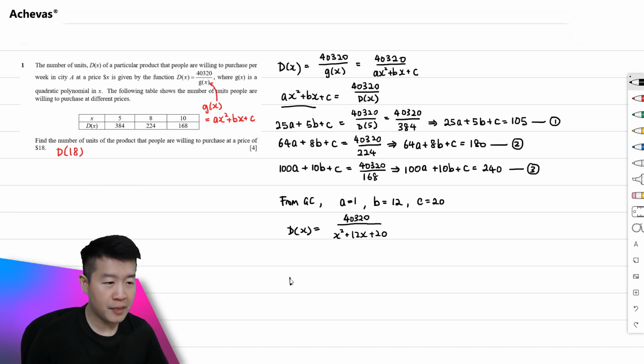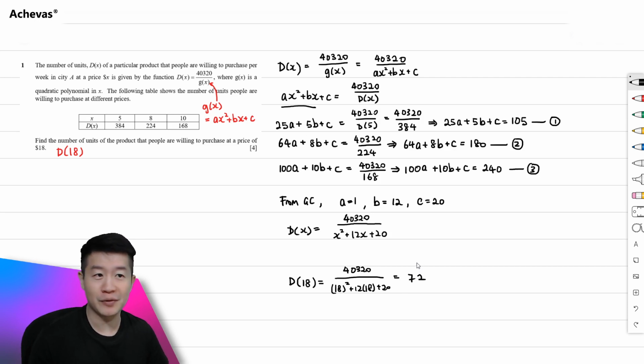This is 20. And the question asks us for the number of units when the price is 18, so the question is asking us for d(18). This will be 40320 divided by 18 squared plus 12 times 18 plus 20. We have gotten our answer. The number of units that people are willing to purchase at a price of $18 will be 72.